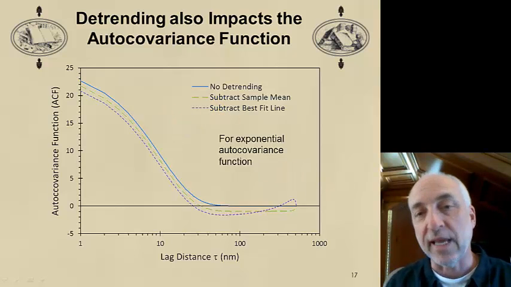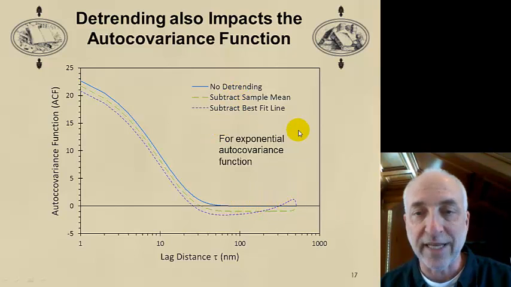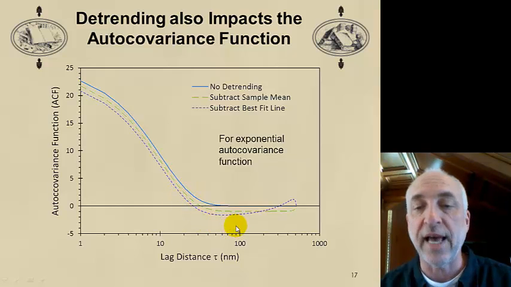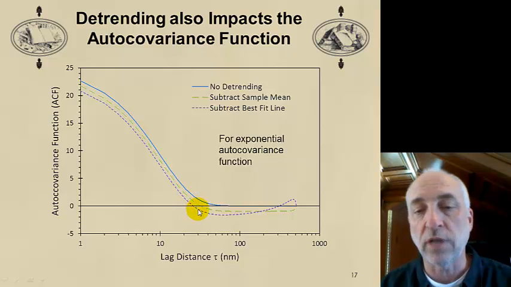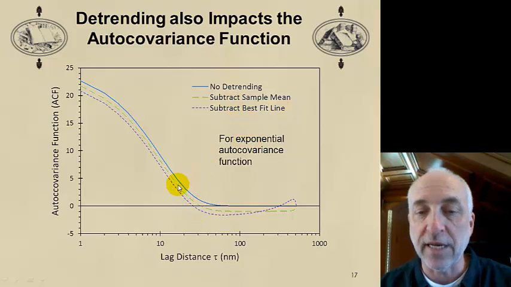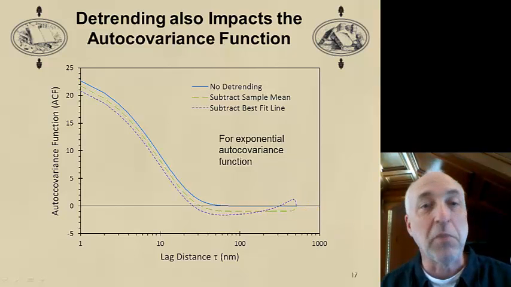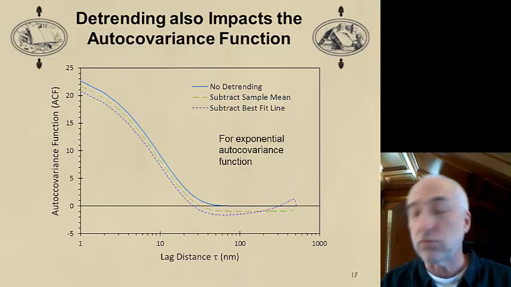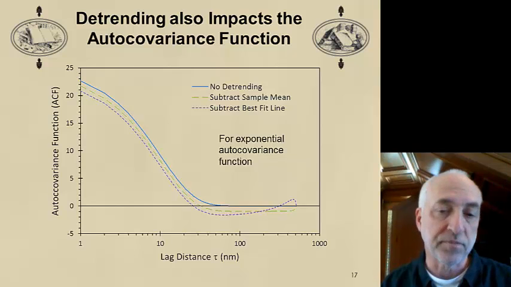But by detrending, subtracting the sample mean, for example, or subtracting a best fit line for line edge roughness, I push all of these curves down, and in fact, I cross zero. My AutoCovariance function will cross zero. For subtracting off the best fit line, it crosses zero, goes negative, crosses zero again, goes positive, and then comes back down to zero. It looks like there's some oscillation going on, which might give you some idea of some interesting behavior, but in fact, it's simply an artifact of the detrending.